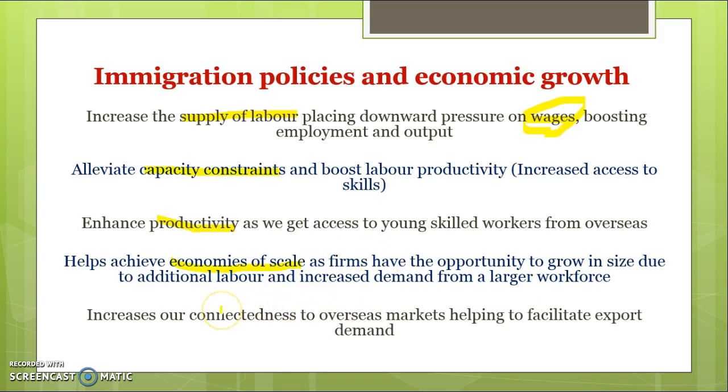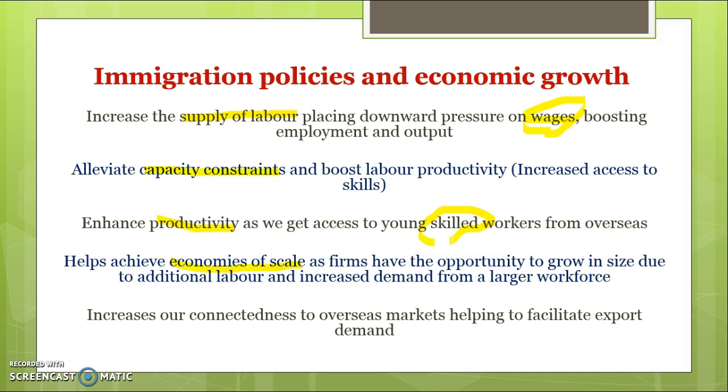The last thing is that by increasing immigration, it should increase our connectedness to overseas markets. They may have knowledge of world markets, what other industries or people overseas are interested in, what types of products, what types of design, and that should help to facilitate export demand. So within your answer, you've talked about the impact on wages and the quantity of labour, how that alleviates capacity constraints or skill shortages, which lowers wage costs and boosts productivity. You've talked about the skills they bring to the workforce, linking in world's best practice and innovative new ideas, and you can talk about economies of scale as well as our connectedness to world markets.